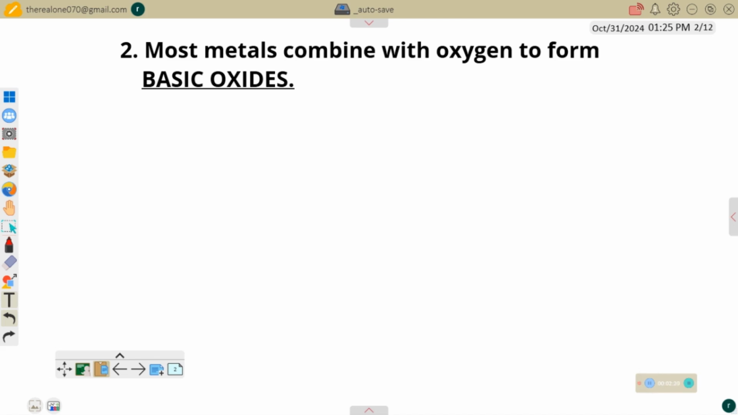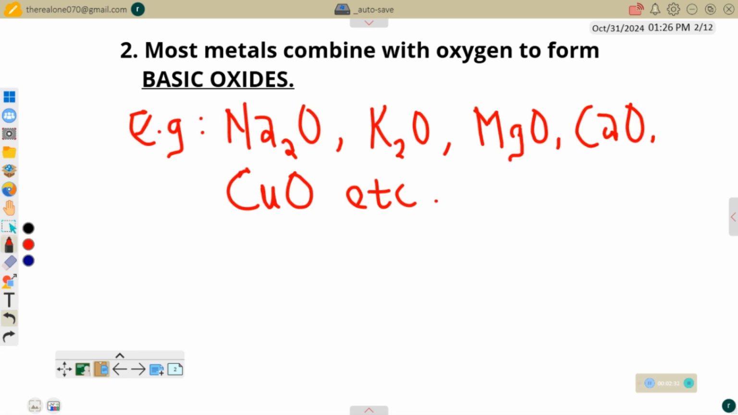Now, examples of basic oxides are the following. We have Na2O, which is sodium oxide. Then we have K2O, that's potassium oxide. We have MgO, that's magnesium oxide. We have CaO, which is calcium oxide. And we have CuO, which is copper 2 oxide. All of these are basic oxides, that is, they behave like a base.